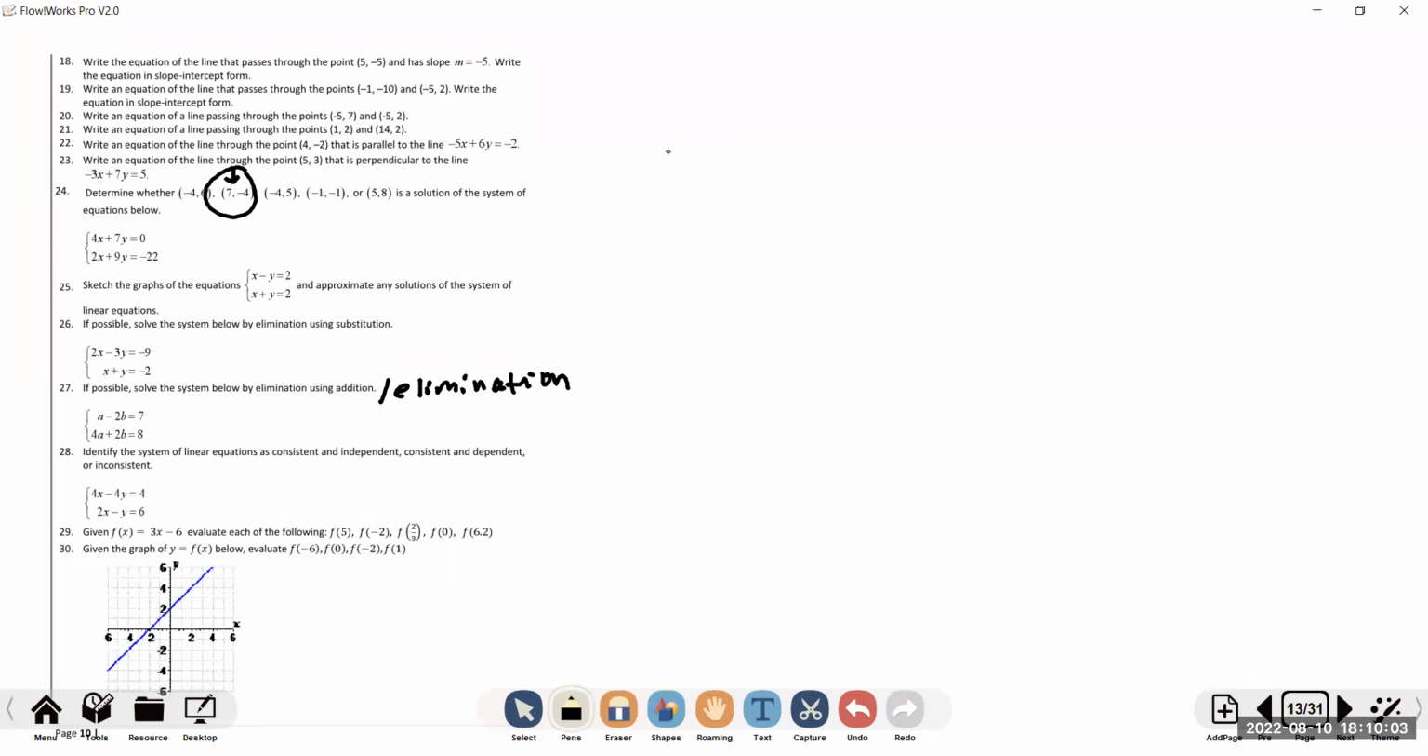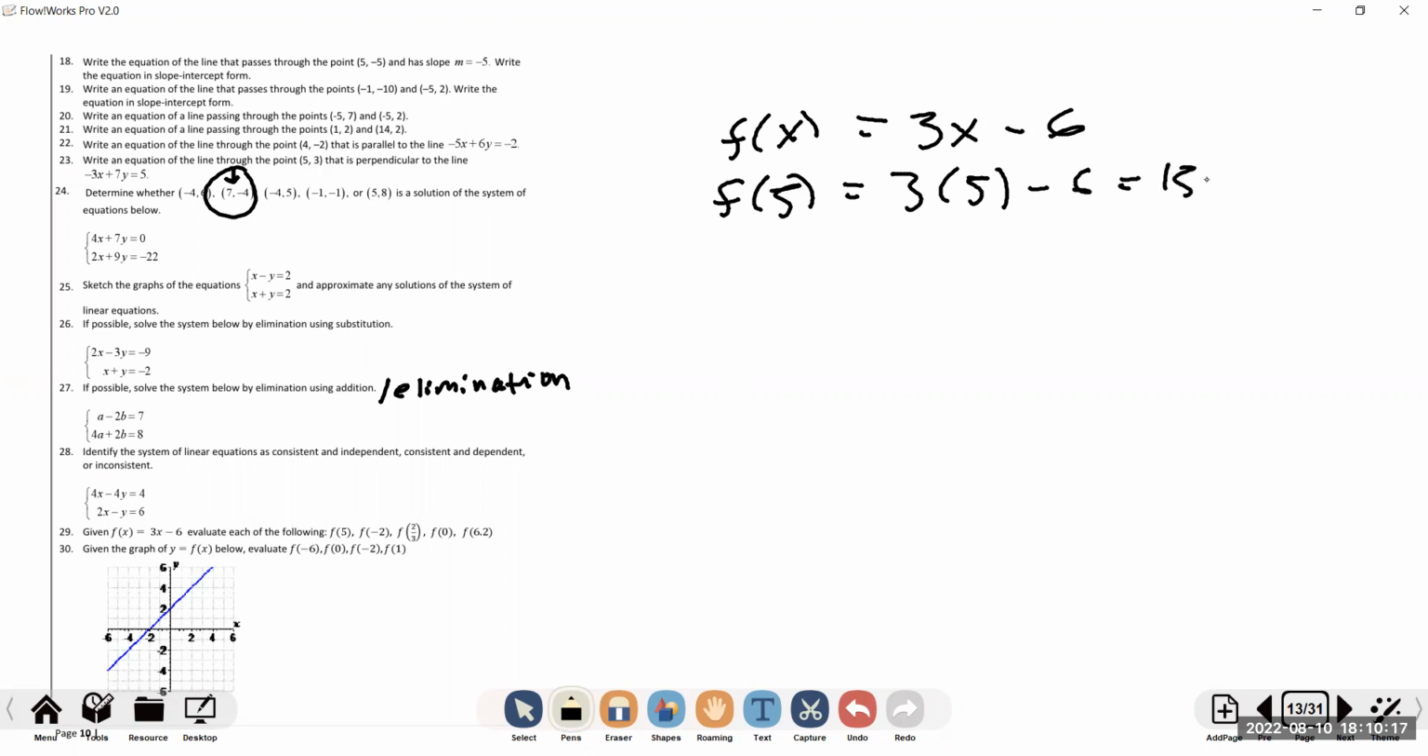Now we need some space to work here. We're given function notation again. f of x is equal to 3x minus 6, and they want us to evaluate f of 5. It's going to be 3 times 5 minus 6, which is 15 minus 6, which is 9. Then they want us to find f of -2. So 3 times -2 minus 6 is -6 minus 6, which is -12.